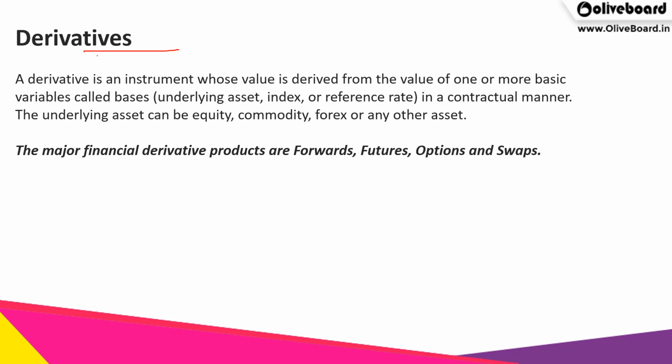Coming to derivatives. As the name itself says, it is an instrument whose value is derived from the value of one or more basic variables that are called bases. Now, base can be anything. It can be an asset, it can be an index or a reference rate. It can be equity, commodity or foreign exchange or any other asset. So these are called bases, and derivative is something that derives its value from these bases or some underlying asset. Derivatives can be broadly divided into forwards, futures, options and swaps, which we will now be discussing in detail.